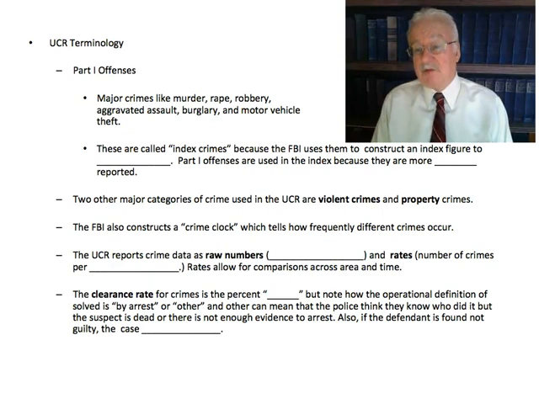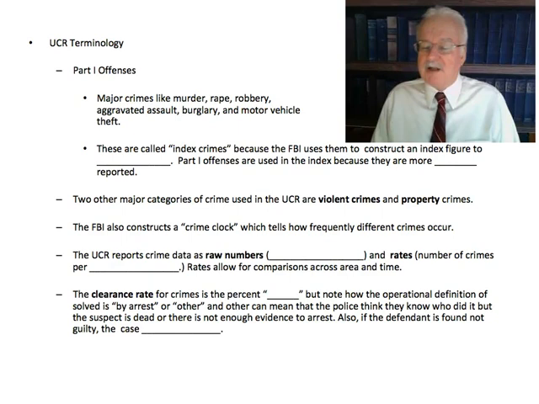Finally, there is the clearance rate. The clearance rate for crimes is the percent, what do you think? Solved. But note how the operational definition of solved is by arrest or other. And other can mean that the police think they know who did it, but the suspect is dead or there's not enough evidence to arrest. Also, if the defendant is found not guilty, the case is still kept cleared.